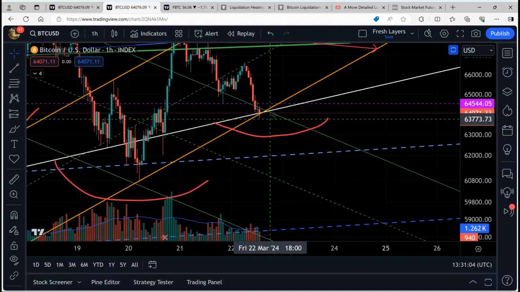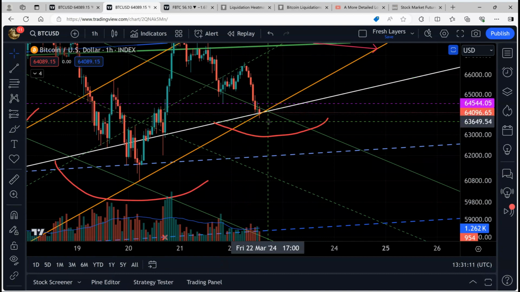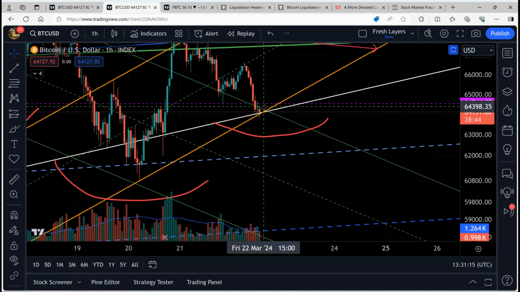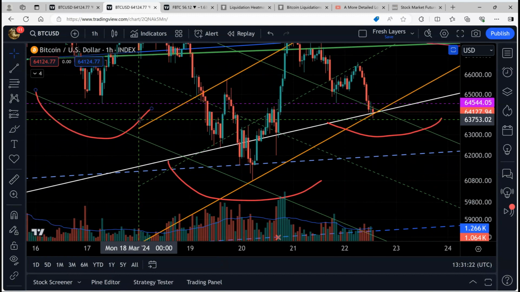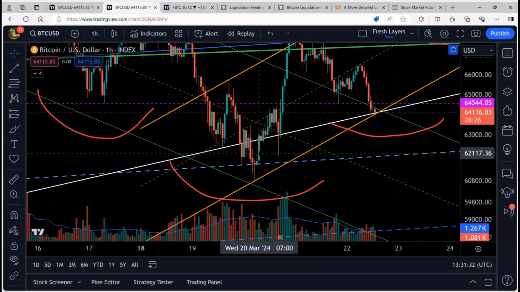So, like I said, we need to hold support here in order for all this to play out. I mean, we could wick down through a little bit, and this is on an hourly, so we got plenty of hourly candles here to close the bodies on this line. What time is it? Oh, we got market open right now. I'll be damned. Market just opened.